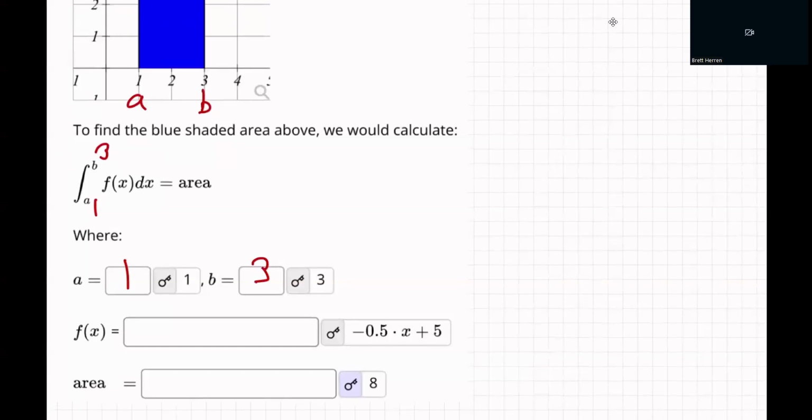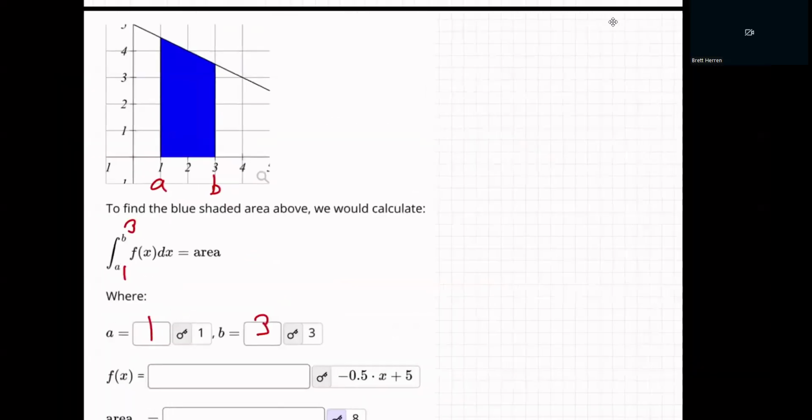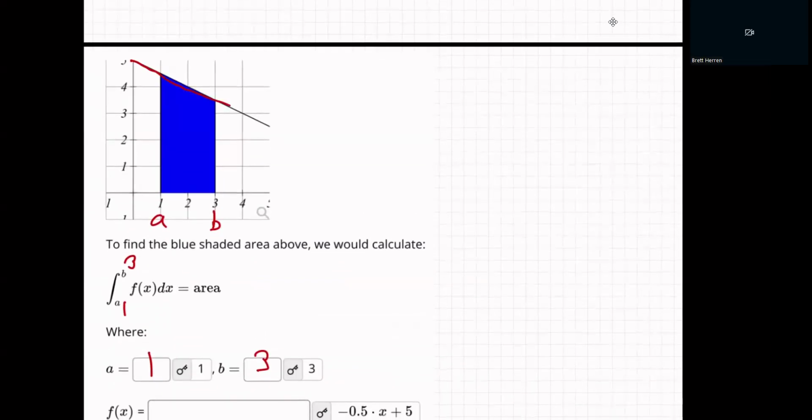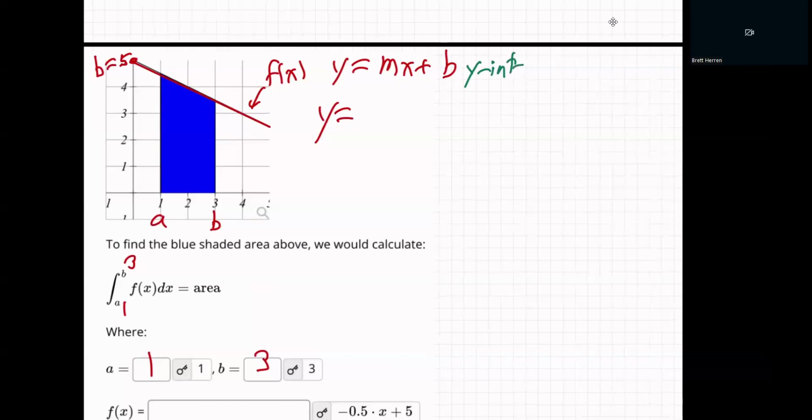Next, they want the function f of x. How do we do that? Well, that's this straight line. They want the equation of that line. That is the f of x, that straight line. Line equations are y equals mx plus b. Now do you remember that the b, this 5 up here, is our b? Why? Because b is the y-intercept. It's where your graph hits the y-axis. That part's just 5.